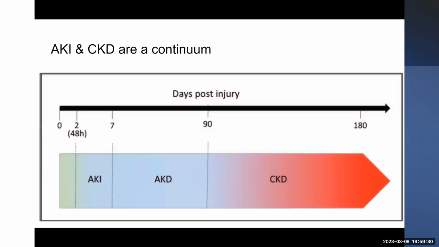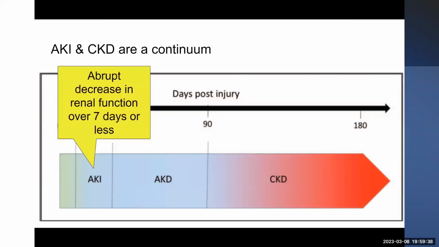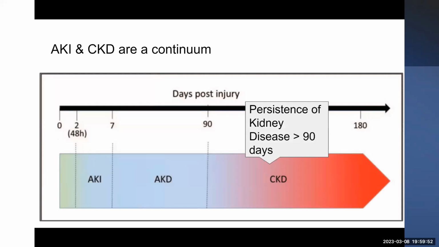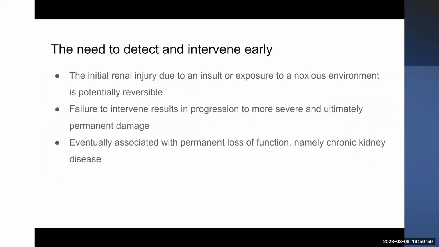This is the classical pictorial representation. We realize that AKI and CKD are a continuum and not discrete separate entities. AKI can occur because of an abrupt decrease in renal function over 7 days or less from a normally functioning kidney, leading to progression of the injury beyond 7 days to acute kidney disease. And when this is persistent for greater than 90 days, we get into the spectrum of chronic kidney disease.